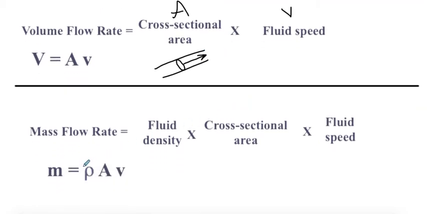Okay, and another way we can calculate mass flow rate would be using fluid density. So remember that's rho times the cross-sectional area of wherever the fluid is coming from times the fluid speed. Okay, so this is rho, this is area, and this is velocity or speed.